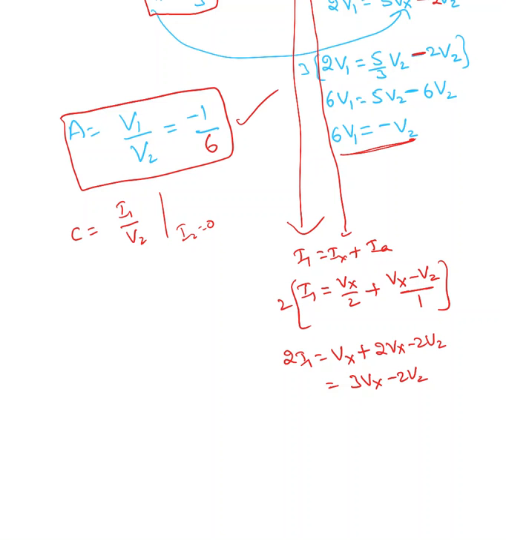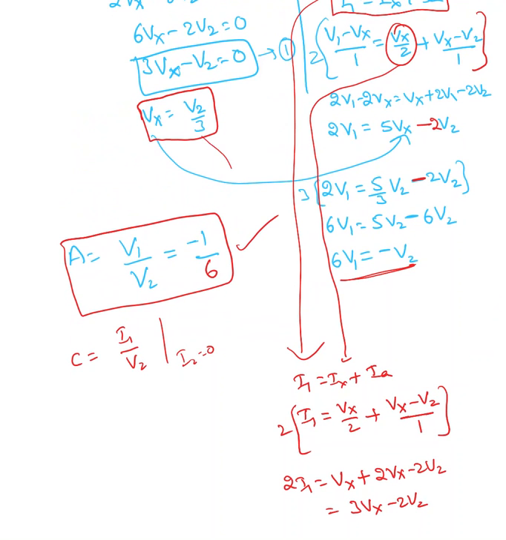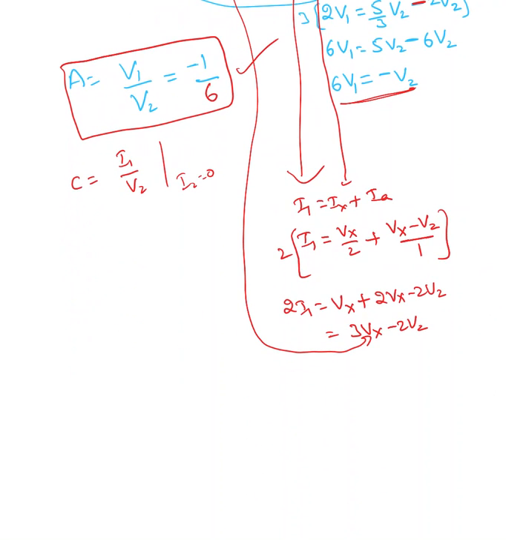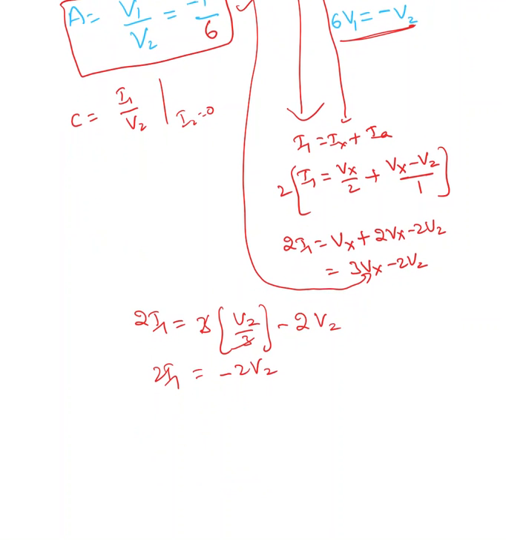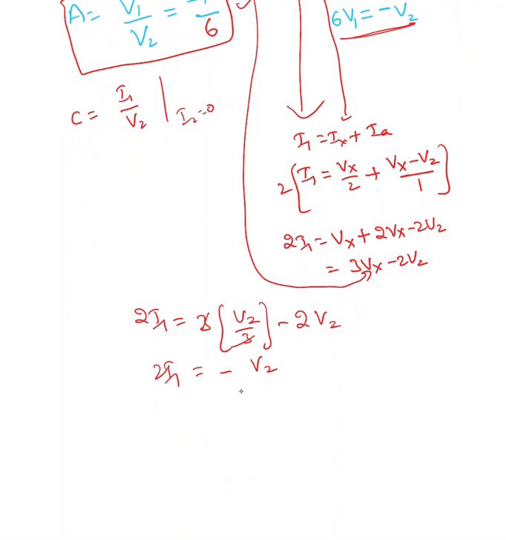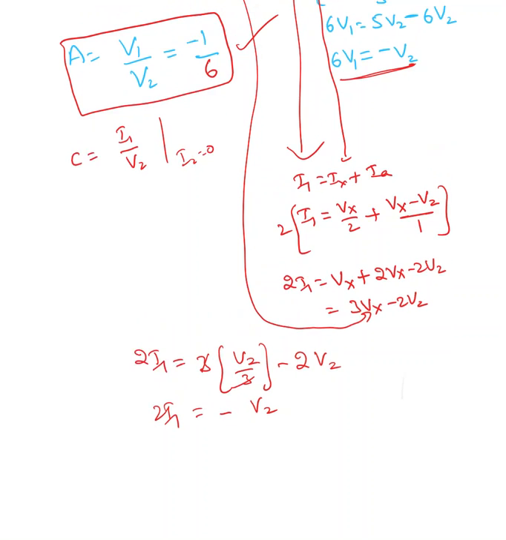Now I can substitute Vx equal to V2 by 3. So I have 2I1 equal to 3 times Vx, which is V2 over 3, minus 2V2. The 3s get cancelled, so 2I1 equal to V2 minus 2V2, so we'll end up with minus V2.